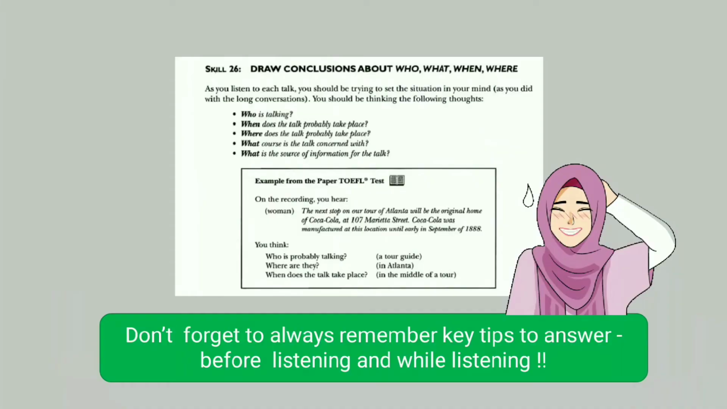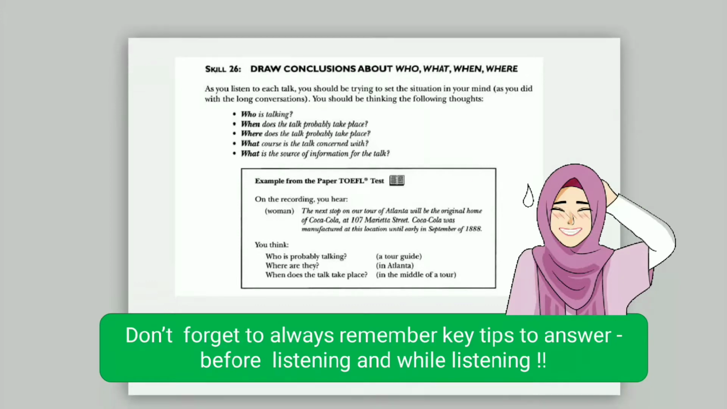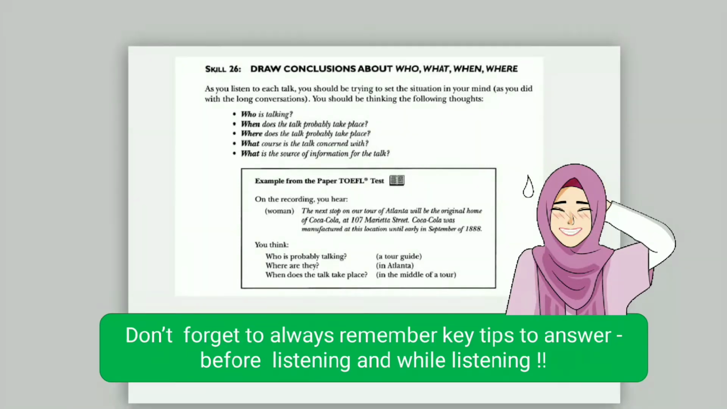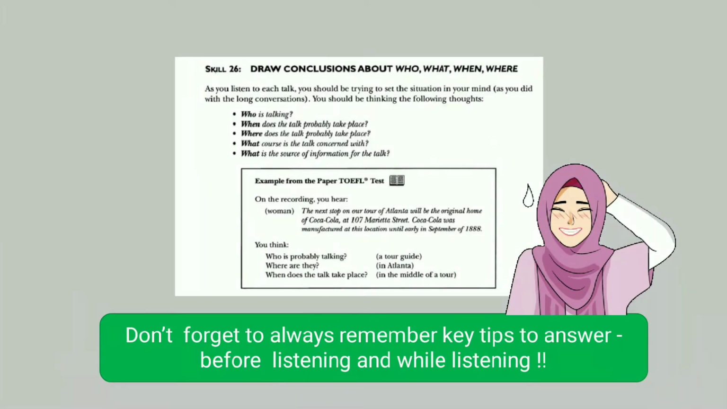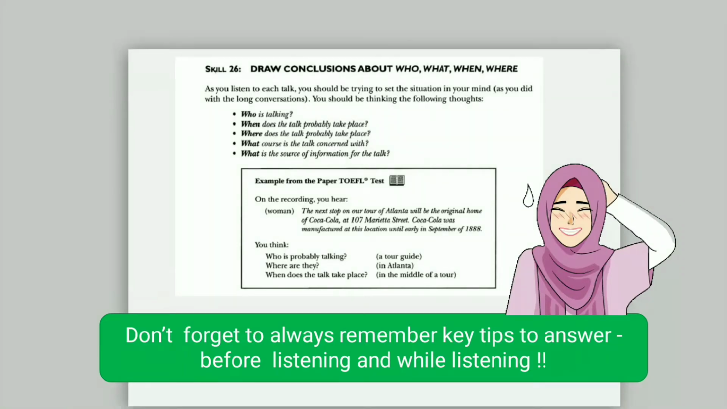Move to Skill 26. Draw conclusions about who, what, when, and where. As you listen to each talk, you should be trying to set the situation in your mind as you did with the long conversation. Like, who is talking, when does the talk probably take place, or something like that.